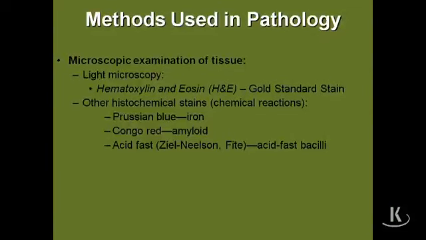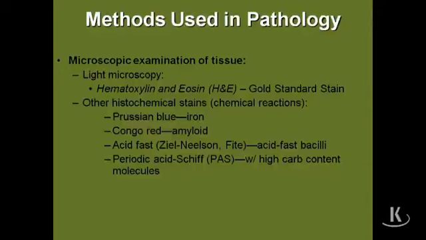and we'll talk about that later on when we get to amyloidosis. Another important stain you see in microbiology as well as pathology, you can actually add acid-fast stain to tissue to look for organisms like tuberculosis, MAI, and other types of organisms that will bind to it.